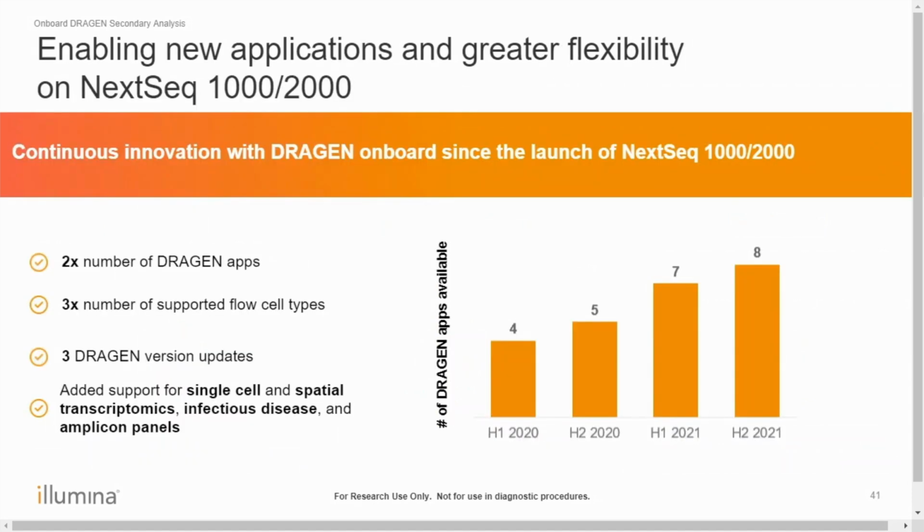Our goal is to continue to bring new applications and enable more flexibility on NextSeq 1000-2000 systems. To that end, we continuously update DRAGEN onboard NextSeq 1000-2000. We doubled the number of applications, tripled the supported flow cell types, and there have been 3 version updates in the last 3 years with added support for single cell, spatial transcriptomics, infectious disease, and amplicon panels.